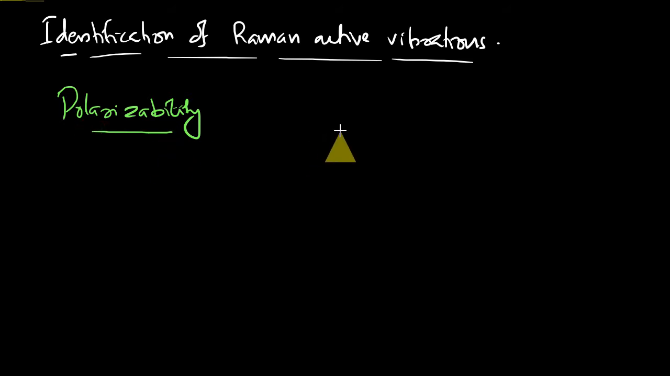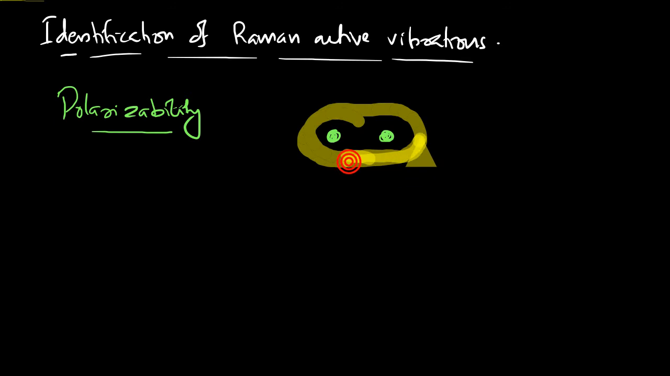Suppose a molecule. A molecule is like this. Here is a molecule. These are the two nuclei. And surrounding these nuclei, there will be an electron cloud like this. So this is the electron cloud of the molecule surrounding the nuclei. And suppose that this electron cloud is symmetrically distributed around the two nuclei, so that the net dipole moment of this molecule is 0.